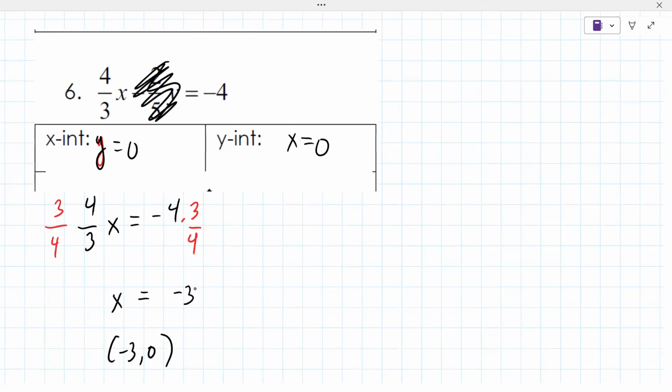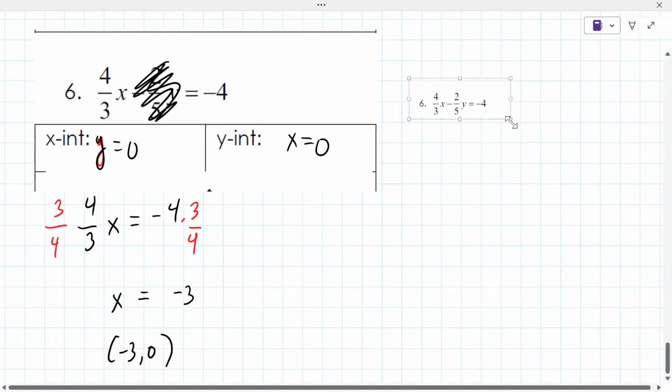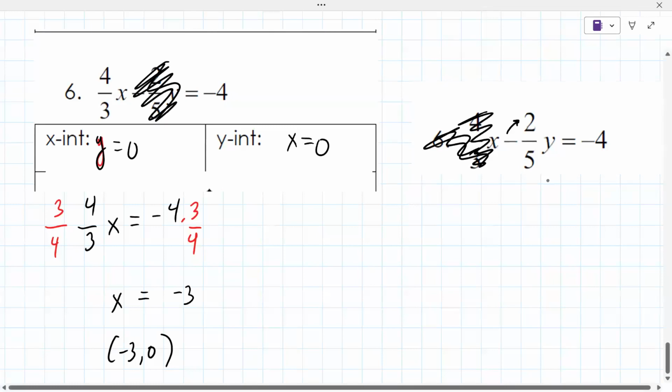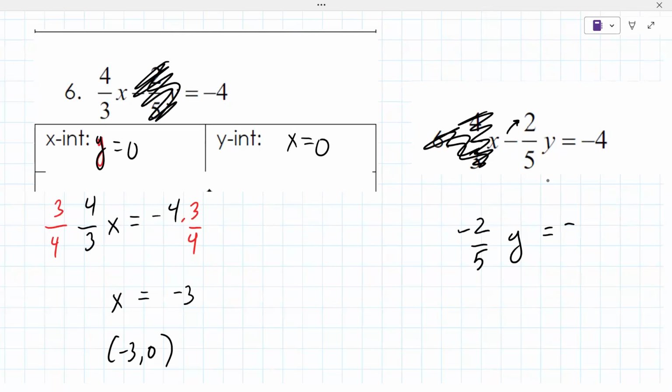The y-intercept again is when x equals 0, and I'll re-snip the equation, but essentially you're covering up that variable now. You're covering this up right here. Remember that operator goes with the number to the right. So it's just -2/5 y equals -4 like that. Is that okay so far?